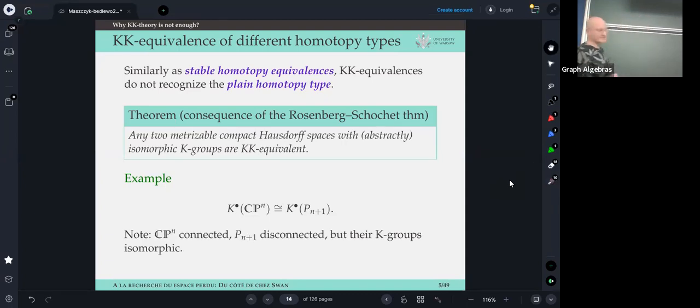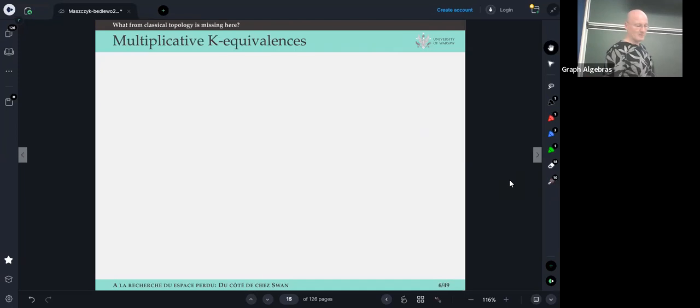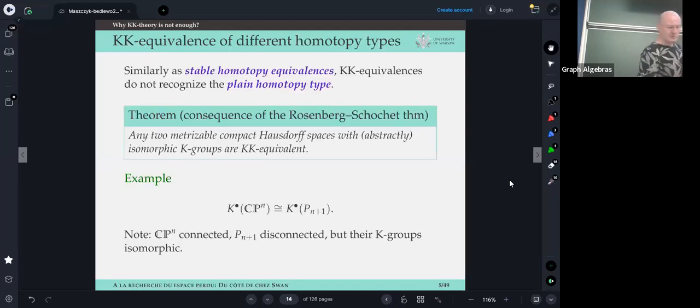Okay, as Francesco said, for instance, in this case, one space has only one connected component, and another space consists of n+1 discrete points. But the abelian group of K theory is the same. So from the point of view of this theorem I showed you, the Rosenberg-Schochet theorem, they are indistinguishable on the level of KK theory. Okay.